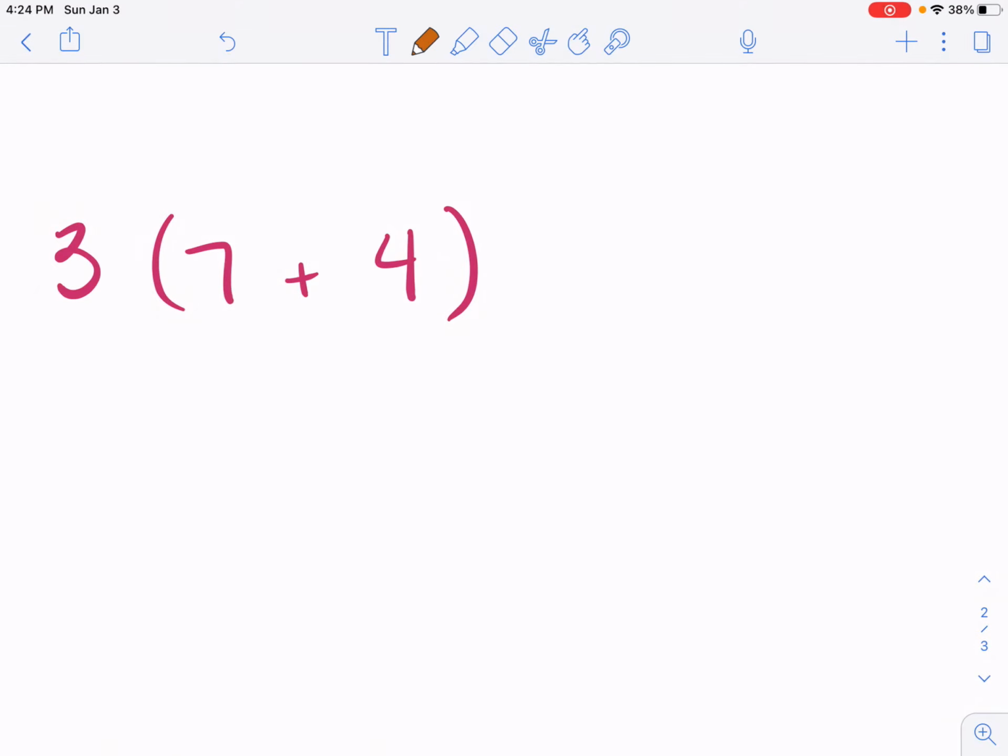We're going to use the example from step 1 to learn about something called the distributive property. It sounds fancy, but really all that means is that when I have a problem like this, where I have a 3 being multiplied by a group of something, I can distribute that 3. So think about the word distribute.